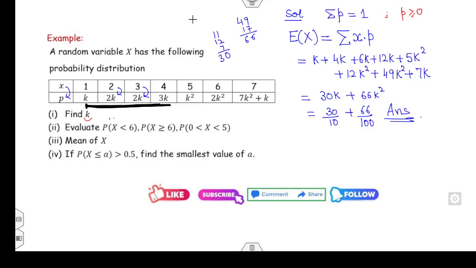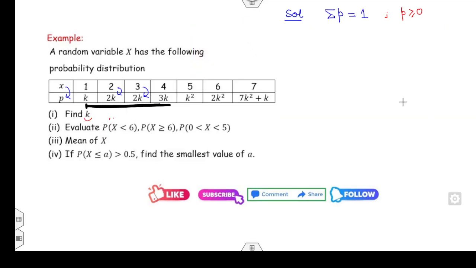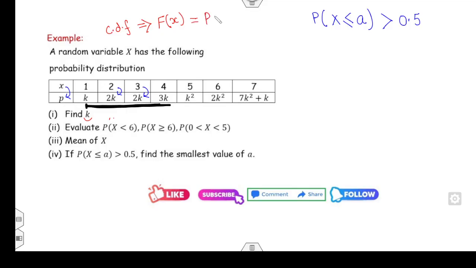Look at the last part. Your target is to find the smallest value of a so that probability of x less than or equal to a is greater than 0.5. As we have discussed, the CDF, the cumulative distribution function of any variable x, is defined as probability of x less than or equal to small x. Remember, the x here must be the same as the x there, and equality must be there. I mean this number is my F of a.